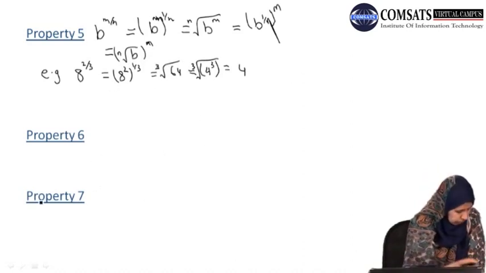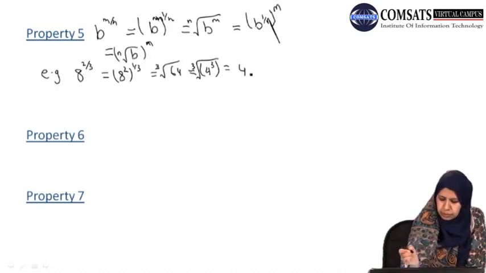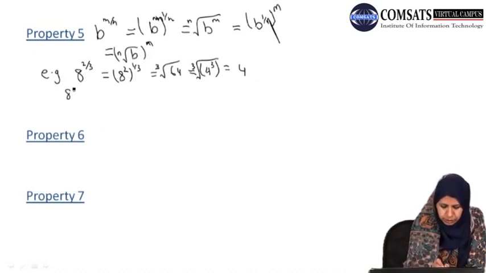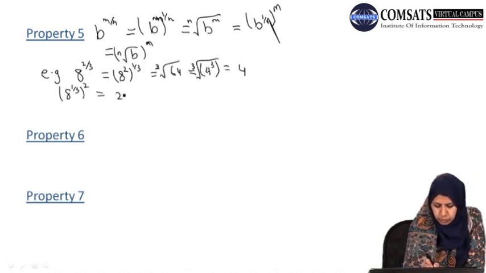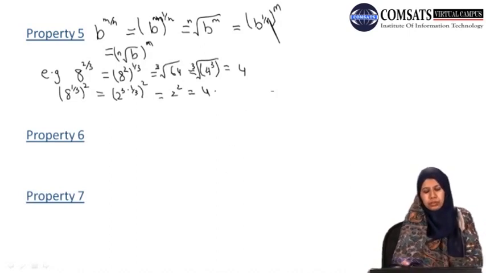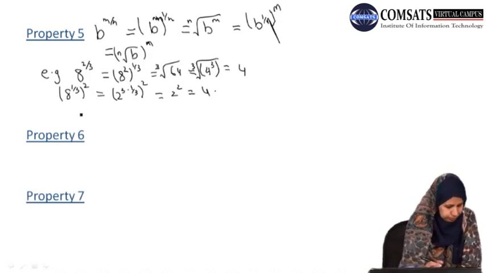Now what do we do? We take the 1 over nth power first, that is 8 to the power 1 by 3 whole square. We know that 2 cube is 8, basically, into 1 by 3 whole square. The inside power cancels out and we are left with 2 square, which is 4. So we obtain the same answer. Either we take the root first and then the power, or the power first and then the root.